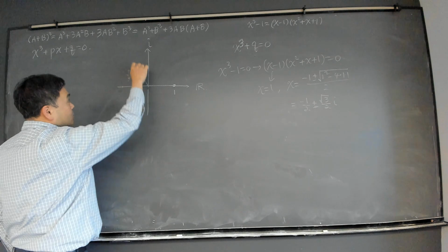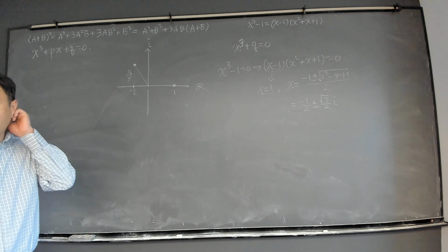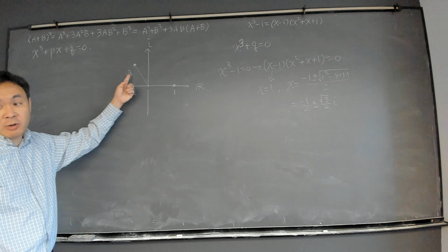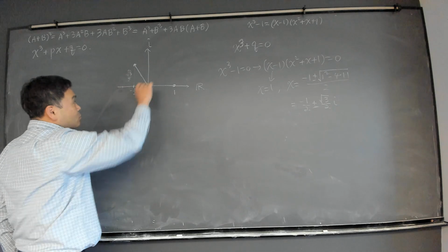and you reach this point. Now you can easily check by using the Pythagorean theorem that 1/2 squared plus radical 3 over 2 squared gives you 1, so this hypotenuse is 1.